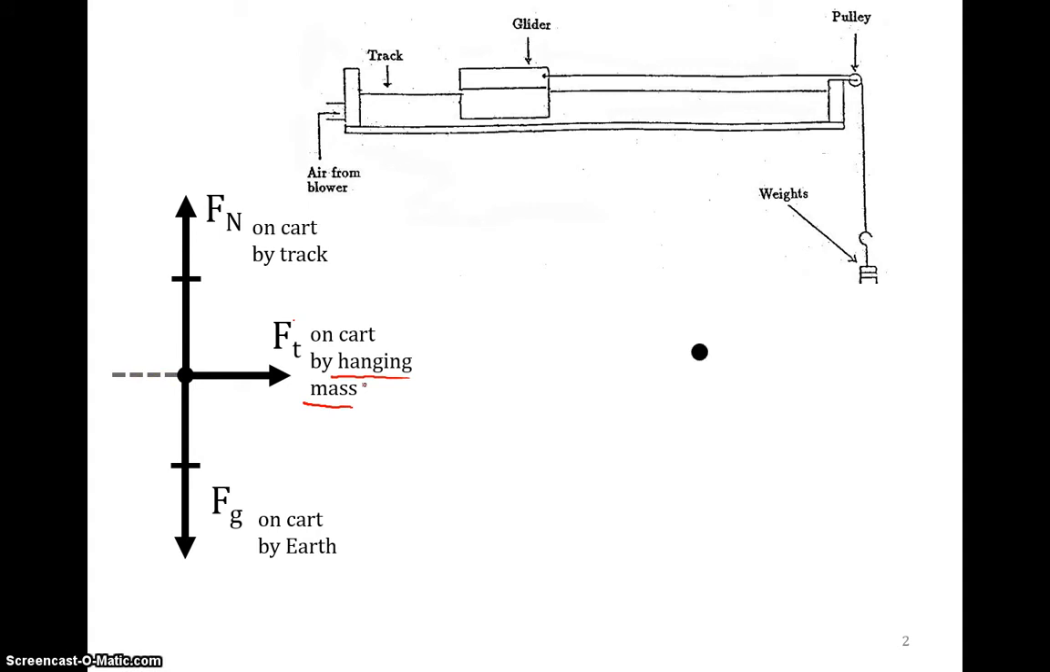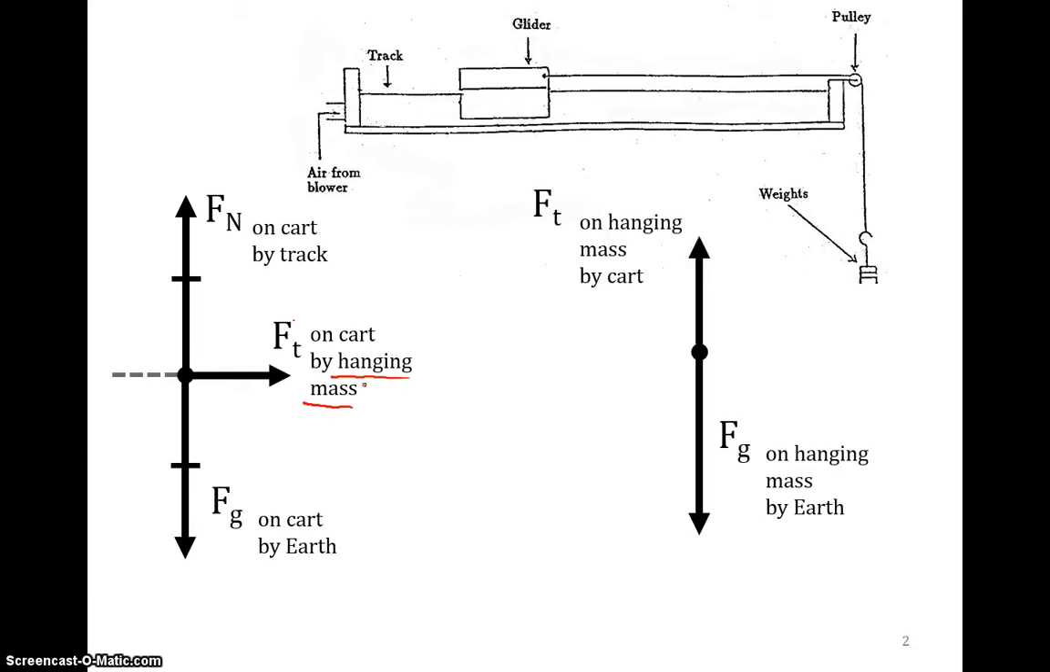So the next object is the hanging mass. There's a force of gravity on the hanging mass by the earth, and then there's a tension force on the hanging mass by the cart. Again, we're not going to say it's the string, we're going to say it's the cart because that's what the string is attached to. So this is by the cart here. You'll notice when we look at these forces that the force of gravity is larger than the tension force. That's because this hanging mass is going to be accelerating downwards, so it needs a net force in the down direction, and therefore the force of gravity is going to be bigger than the tension force.